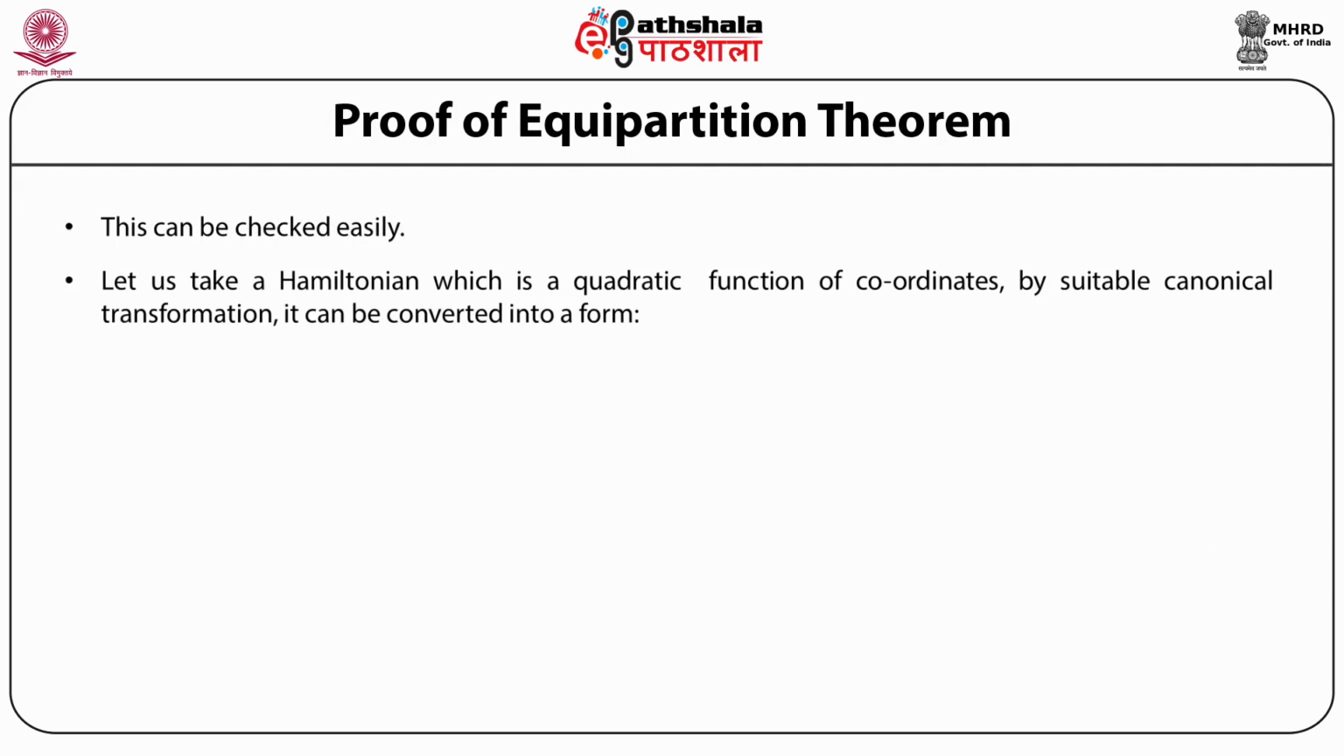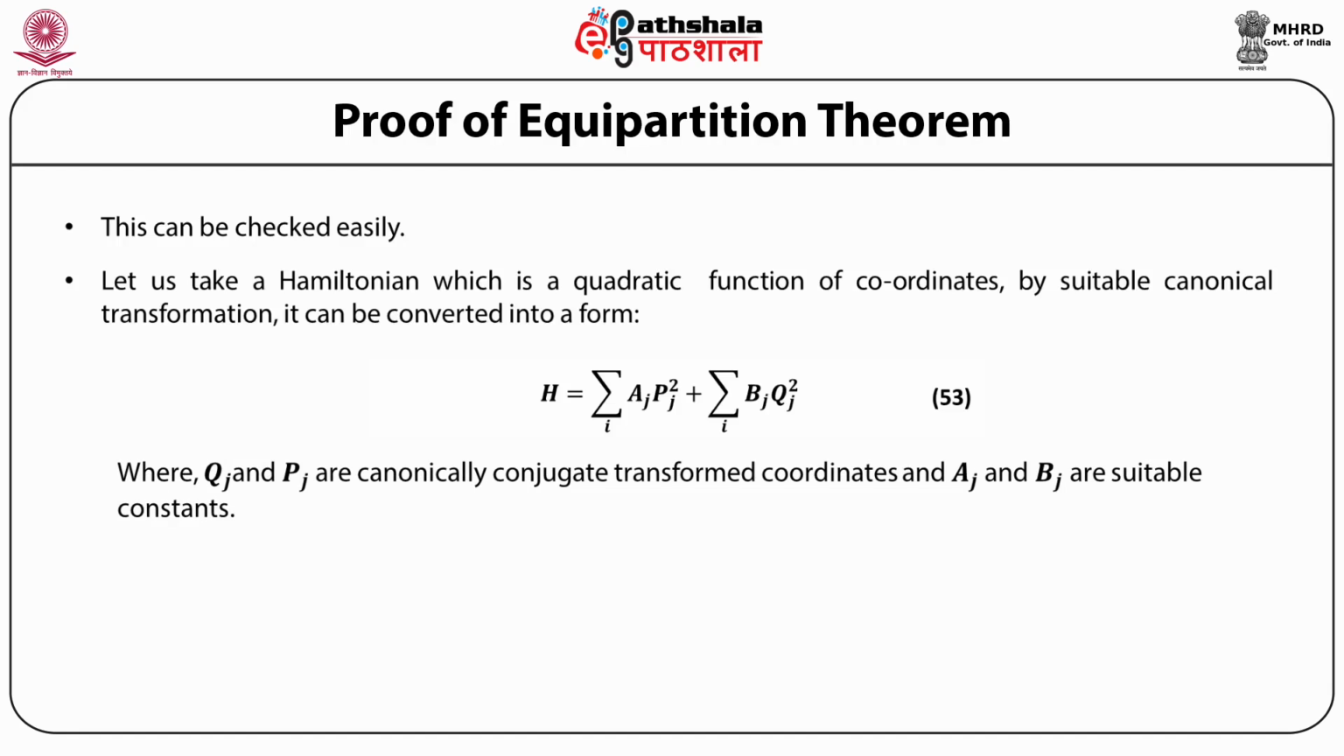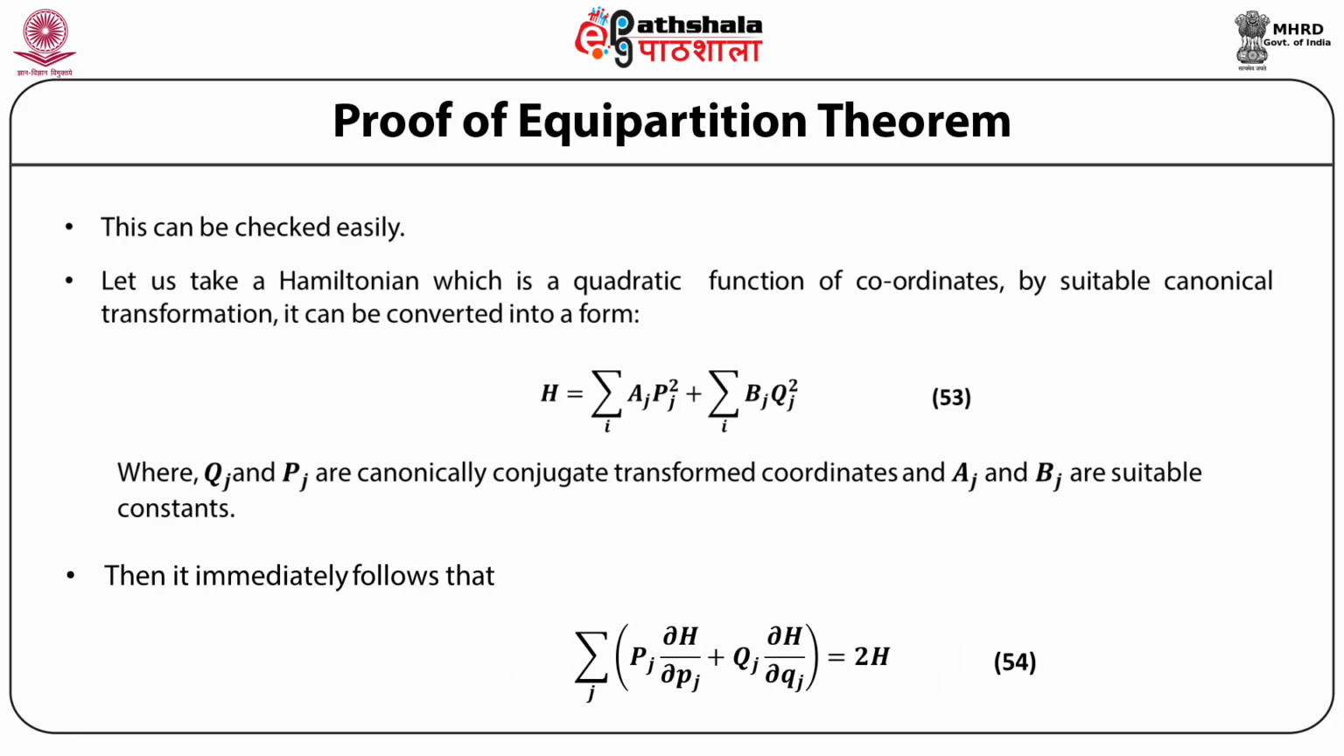Let us take a Hamiltonian which is a quadratic function of coordinates. By a suitable canonical transformation, it can be converted into the form H is equal to the summation over j of aj pj whole square plus the summation over j of bj qj square, where qj and pj are canonically conjugate transformed coordinates and aj and bj are suitable constants. Then it immediately follows that the summation over j of pj delta H upon delta pj plus qj multiplied by the partial derivative of H with respect to qj is equal to 2H.